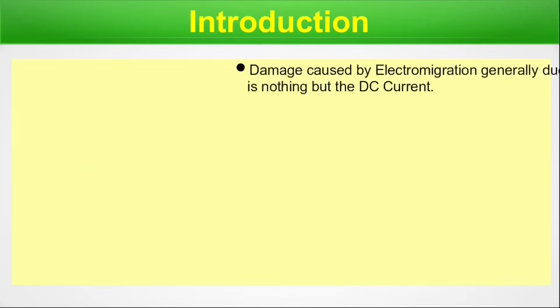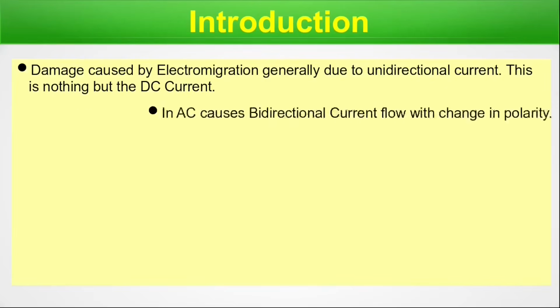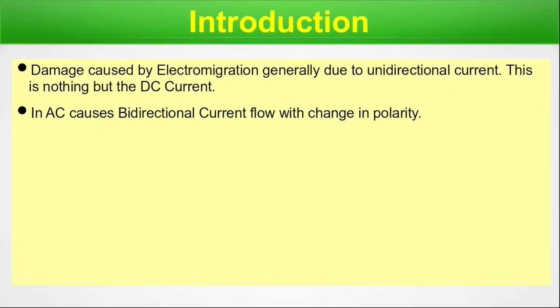Introduction. Damage caused by the electromigration is generally due to the unidirectional current. This is nothing but the DC current. So the basic physics on which the electromigration concept stands is derived by the DC current flow. Now, AC causes bidirectional current flow with change in the polarity. That's why it is called the alternating current.